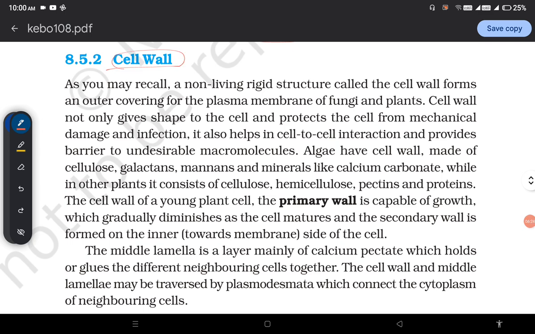Cell wall. What is the cell wall? As you may recall, it is a non-living rigid structure called the cell wall, an outer covering over the plasma membrane of fungi and plants. The cell wall not only gives shape to the cell and protects the cell from mechanical damage and infection, it also helps in cell to cell interaction and provides a barrier to undesirable macromolecules.